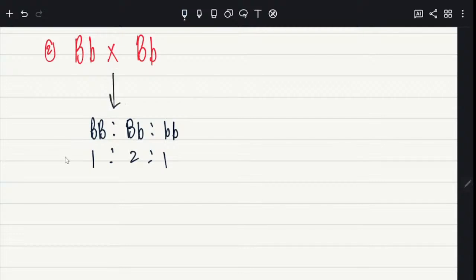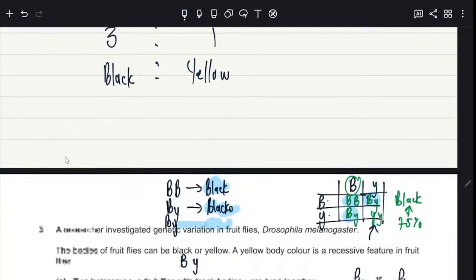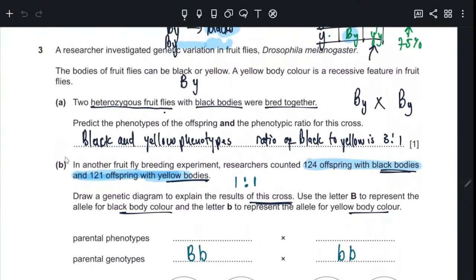But for phenotypic ratio, it means what you see with the eyes. It will be 3 black as to 1 yellow. So this is black as to yellow, which is what you get, which is, I think, what we wrote here. Black as to yellow is 3:1, because they want the phenotypic ratio, what you see with the eyes.